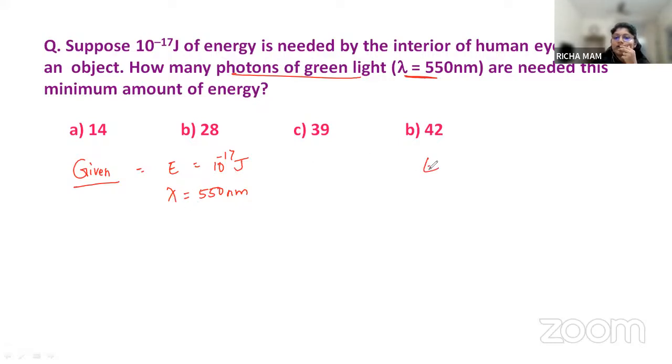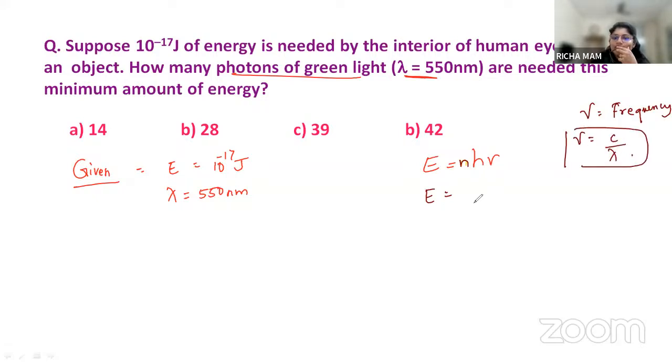According to the photoelectric effect, there is one formula: E is equal to h nu, that we have seen. Since we require how many photons, we will introduce here a small n. So E is equal to n h nu. Now what is nu? Nu is the frequency, which is c by lambda. So let us put this value here. It will be n h c by lambda.